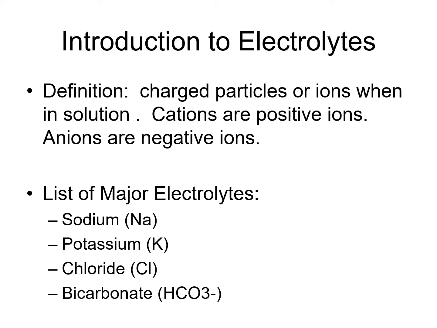What are electrolytes? Electrolytes are ions. So that means they are either positively charged or negatively charged. So cations, this is just a review, are ions which are positively charged, and anions are those which are negatively charged. There are some important electrolytes to take note of. For example, sodium, potassium, chloride, and bicarbonate.